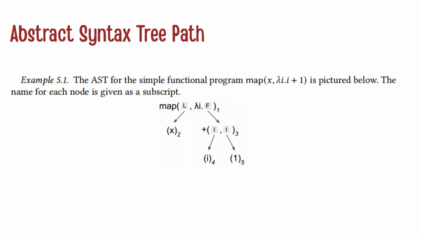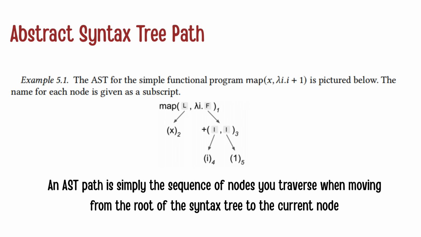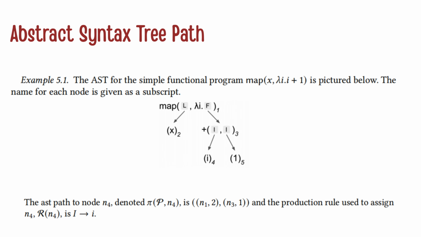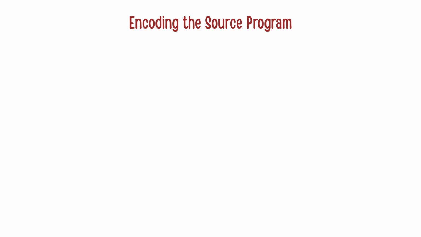For that, the paper introduces the concept of an AST path. An AST path is simply the sequence of nodes you traverse when moving from the root of the syntax tree to the current node. This path provides structural context. Next, ASN must understand the source program.